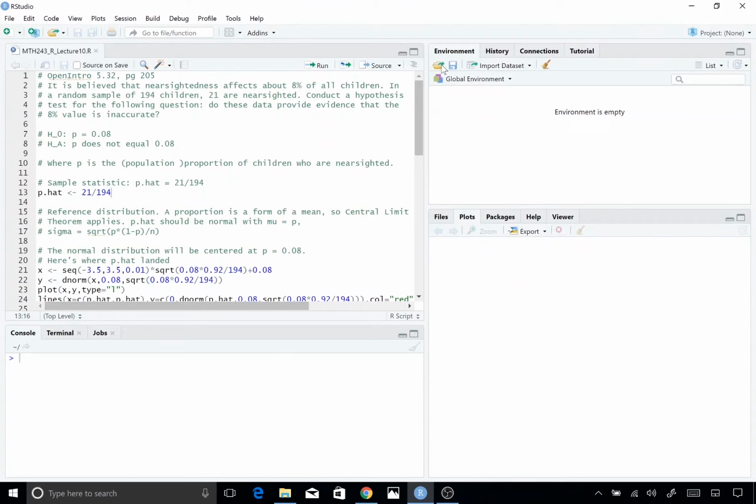This is a question from the OpenIntro book. It is believed that nearsightedness affects about 8% of all children. In a random sample of 194 children, 21 are nearsighted. Conduct a hypothesis test for the following question. Do these data provide evidence that the 8% value is inaccurate?